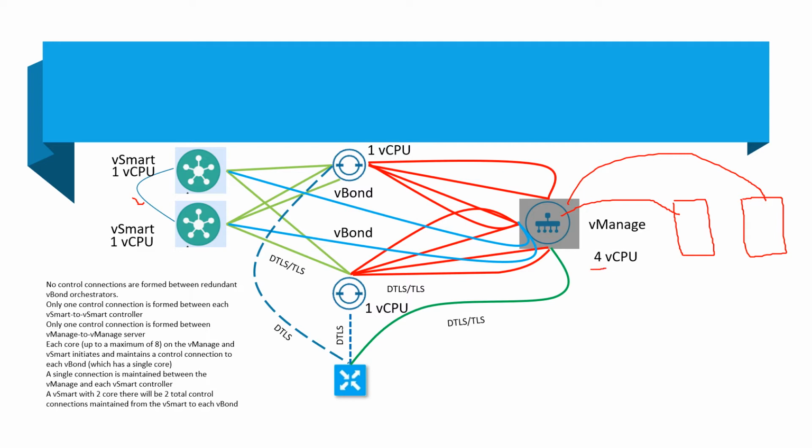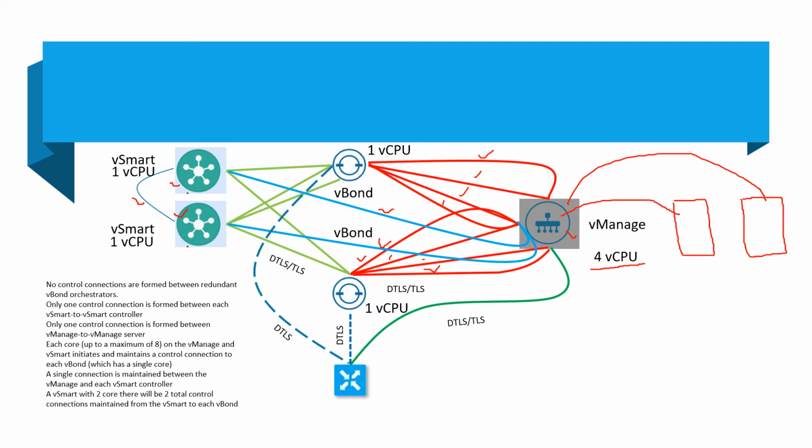So here on the vManage, I have four virtual CPUs. You can see the vBond has only one CPU. So I can see the number of connections is going to be 4: 1, 2, 3, and 4. Very similar here. Since we have two vBonds, it is going to form connections to the vManage as well. So 1, 2, 3, and 4 connections. A single connection is maintained between the vManage and each vSmart controller. So we can see I have two vSmart controllers and one vManage, so I only see two connections here.